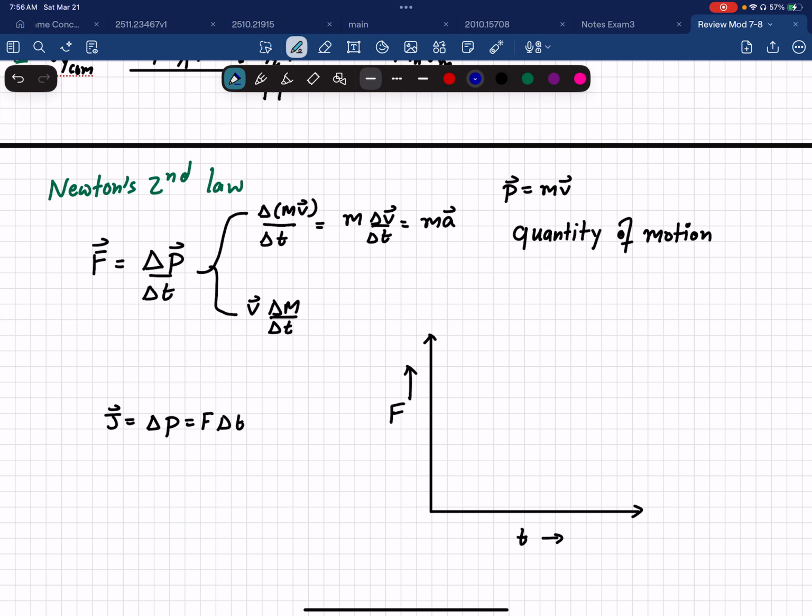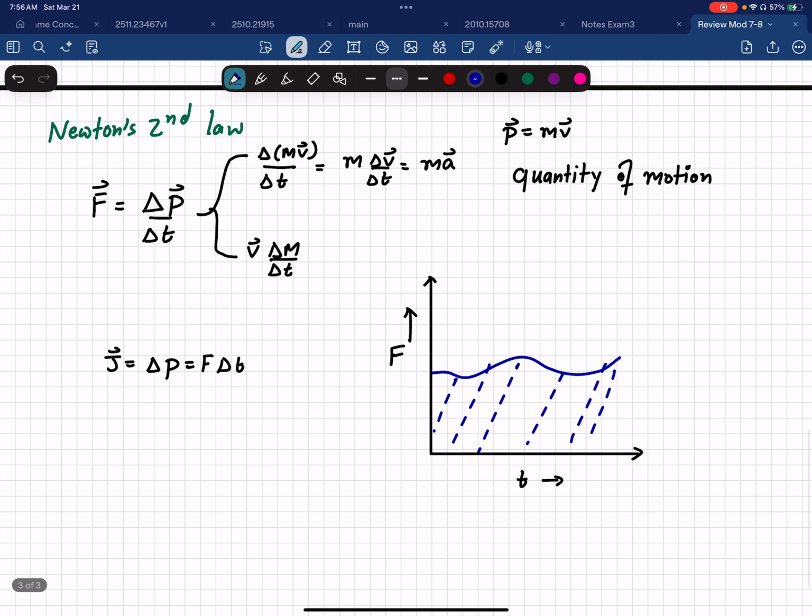So if there is a force-time graph, a variable force, the impulse is nothing but the area under it. So we understood this like catching a ball. We basically understood by a force-time graph how you are changing the momentum. So the result is the same.